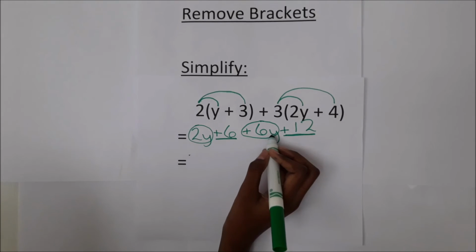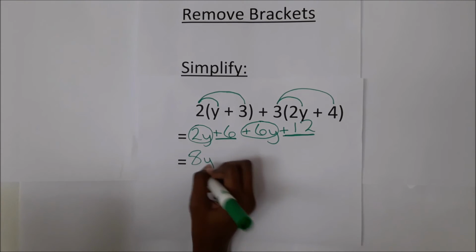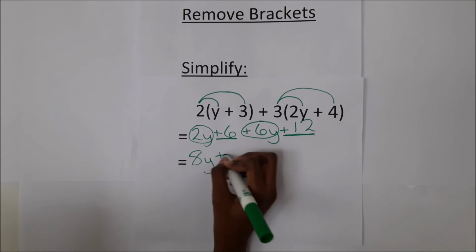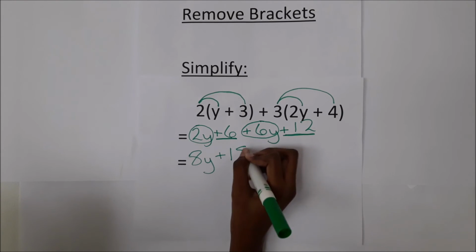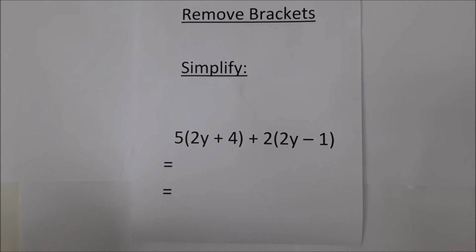2y plus 6y is 8y. 12 plus 6 is plus 18. Very good. Okay, do the other one now.